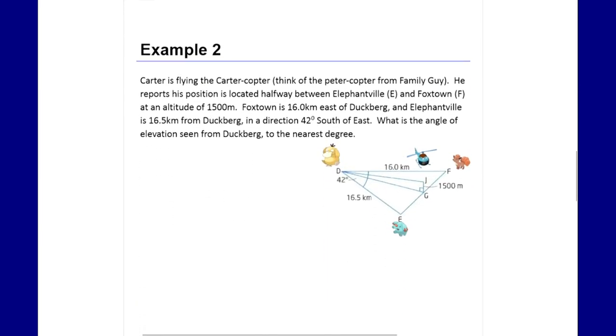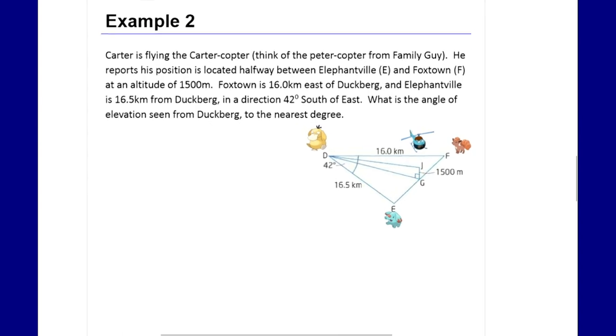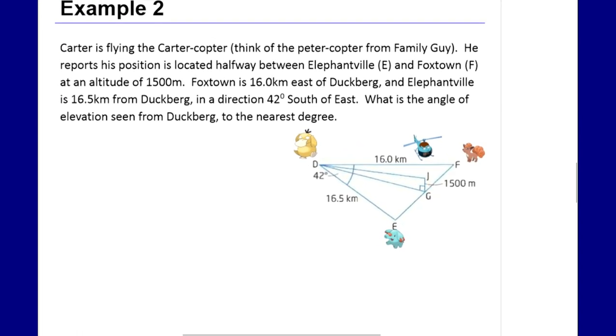The next example: Carter is flying the Carter copter. If you're not sure what the Carter copter is, it's like a helicopter. Think of the Peter copter from Family Guy. He reports his position is located halfway between Elephantville and Foxtown. So that is this location of J here. That's where he's located, up in the air at an altitude of 1,500 meters.